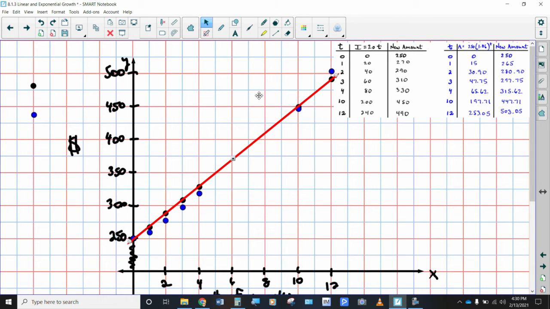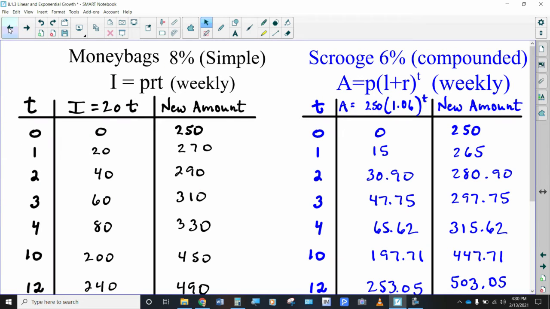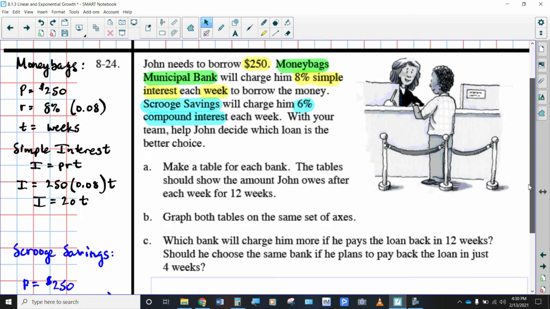Yeah, that's what we set up here. So Scrooge Savings, being exponential growth, shows a curve compared to a straight line for the linear growth of the simple interest problem. So I think we had some questions that we still had to address over here.